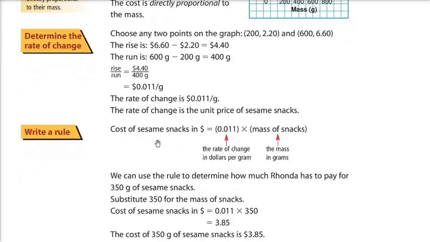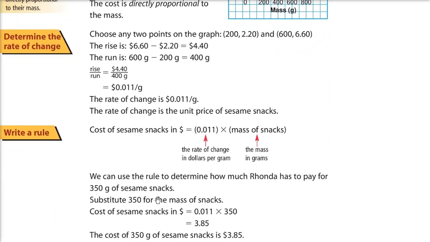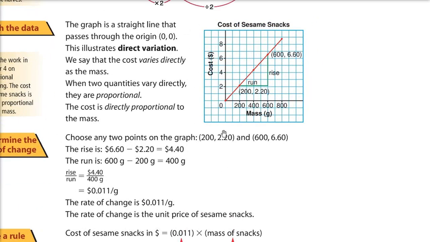If you want to find the cost of sesame snacks, you just multiply this rate of change with the mass of snack. Say you have 350 grams, which is a mass not given in the table, in between. Just multiply 350 with 0.011, that will be 3.85. So you can find intermediate values also.